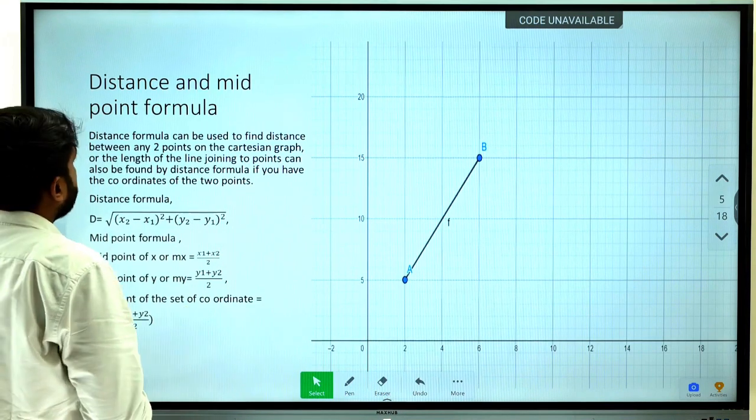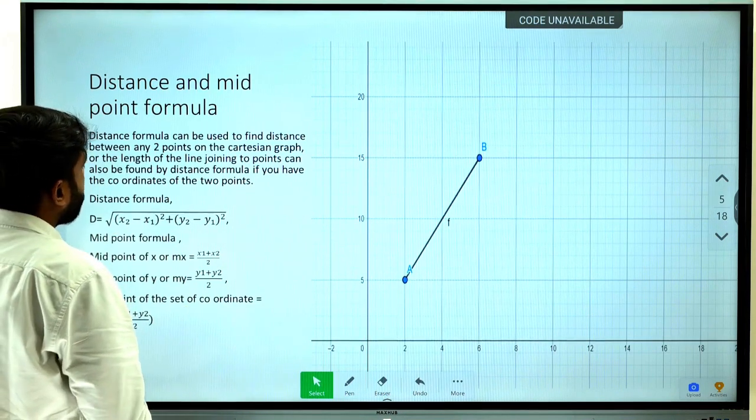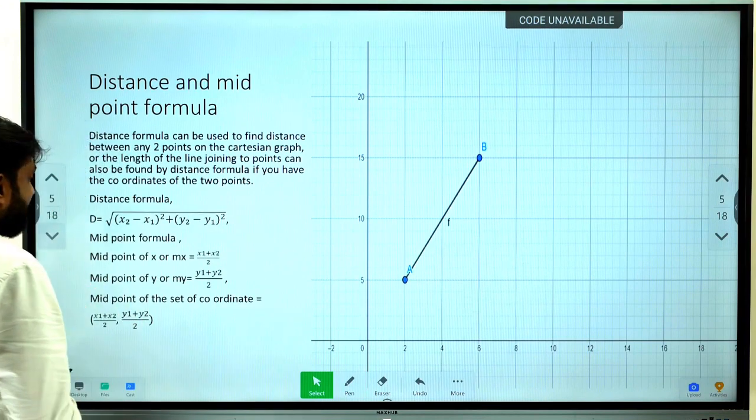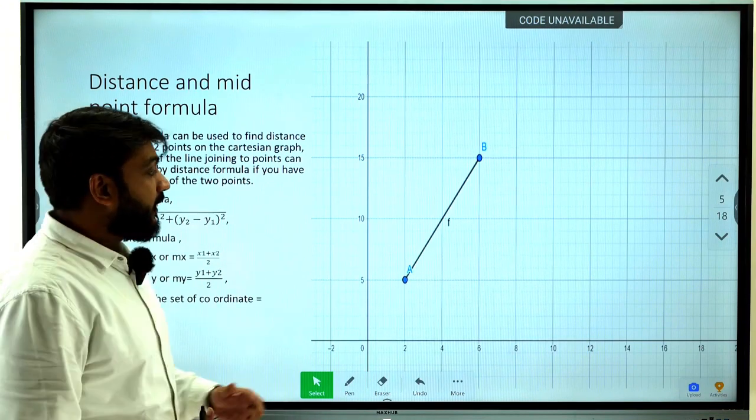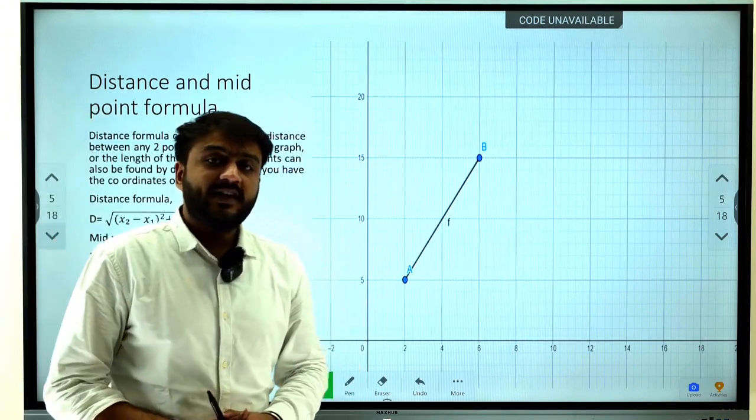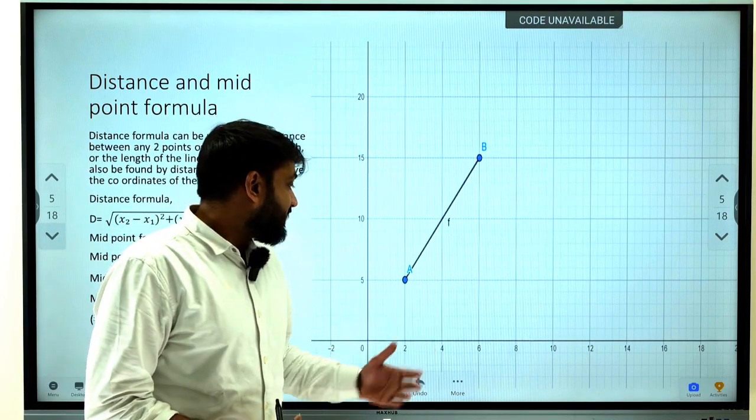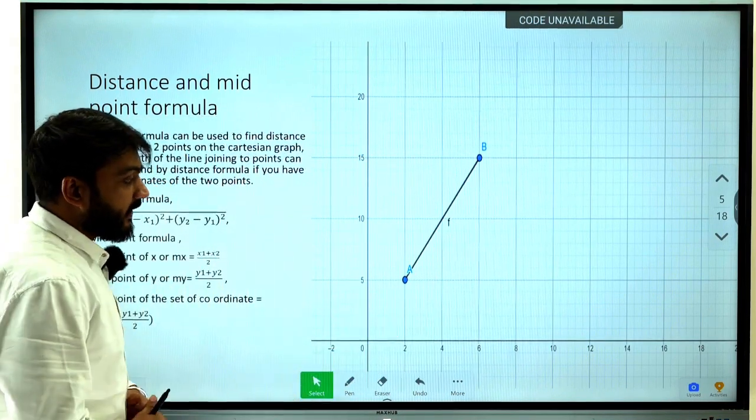So we discussed gradient and now we'll look at distance and the midpoint formula. Distance formula, as the name suggests, will help you find the distance between any given 2 points. We'll extend this example of A and B which we used for gradient.